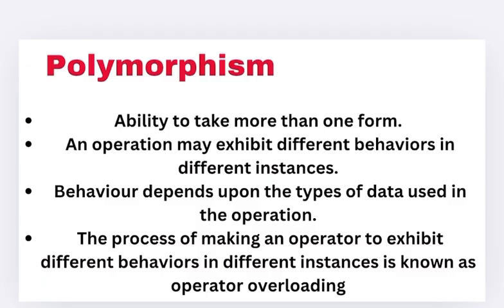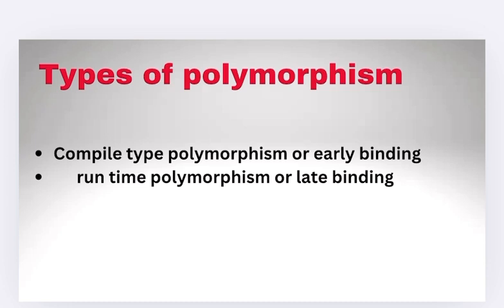Polymorphism. The ability to take more than one form. An operation may exhibit different behaviors in different instances. Behavior depends upon the types of data used in the operation. The process of making an operator exhibit different behaviors in different instances is known as operator overloading. There are two types of polymorphism: compile time polymorphism and runtime polymorphism. We can call compile time polymorphism early binding, and runtime polymorphism late binding.